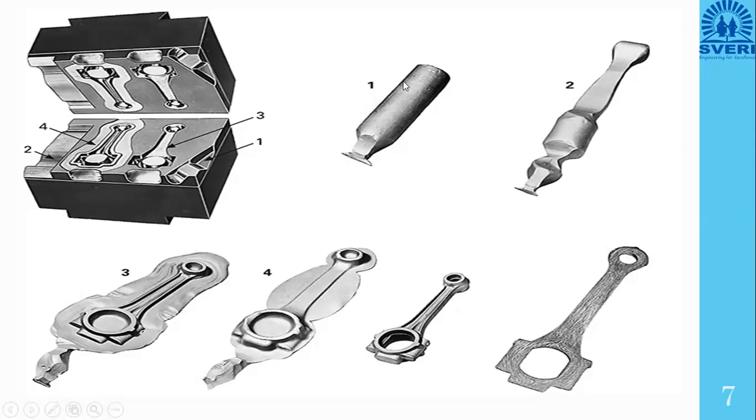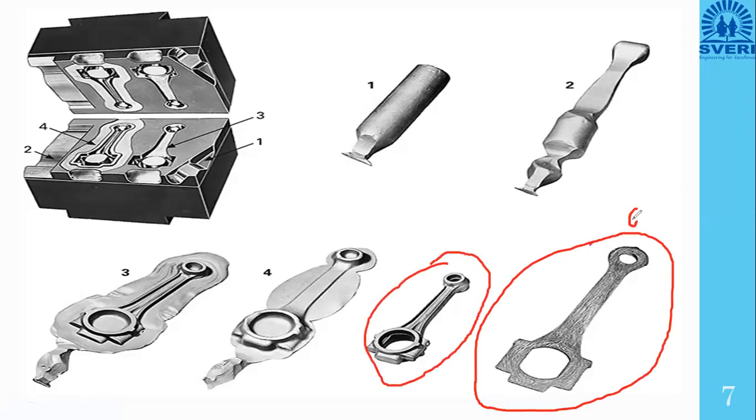Okay, and next to that, this is the actual part, which is useful, but this is the flash. If I give the numbers, this is 6, this is 5. Number 5 is the actual component, and number 6 is the flash, and both are present in the particular section. So this is the actual part, the 5th number, and this is the 6th number, flash. When you cut the flash, you will get the actual part, and whatever flash is there can be considered as scrap.